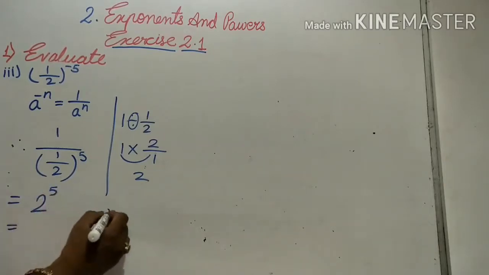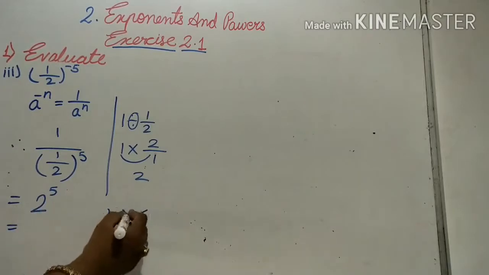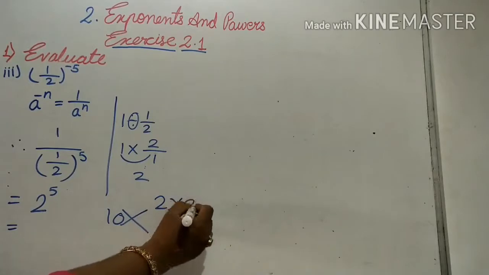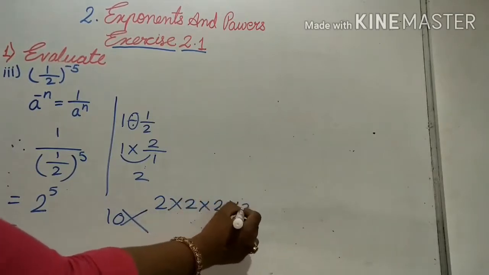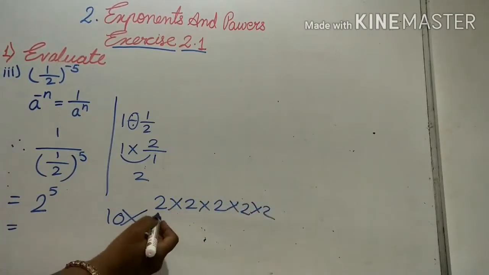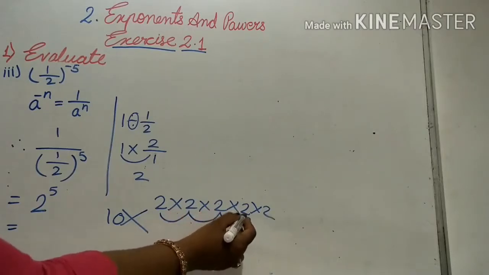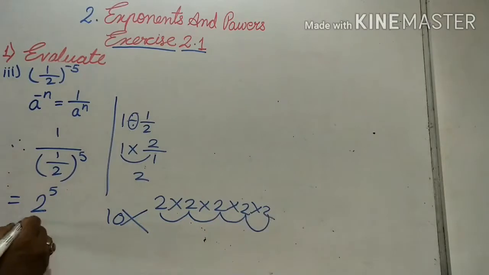Don't write 2 5s are 10. If it is 2 5s are 10, the answer is wrong. We have to multiply 2 five times: 2 into 2 into 2 into 2 into 2. Now multiply. 2 2s are 4, 4 2s are 8, 8 2s are 16, 16 2s are 32. The answer is 32.